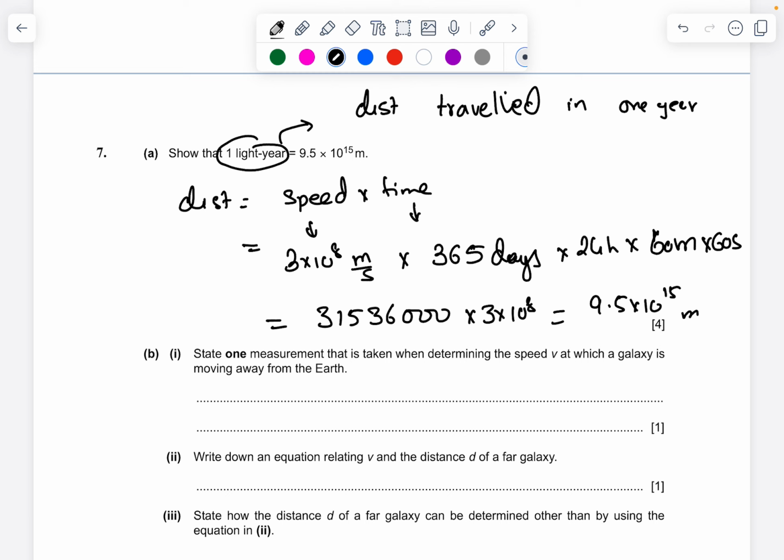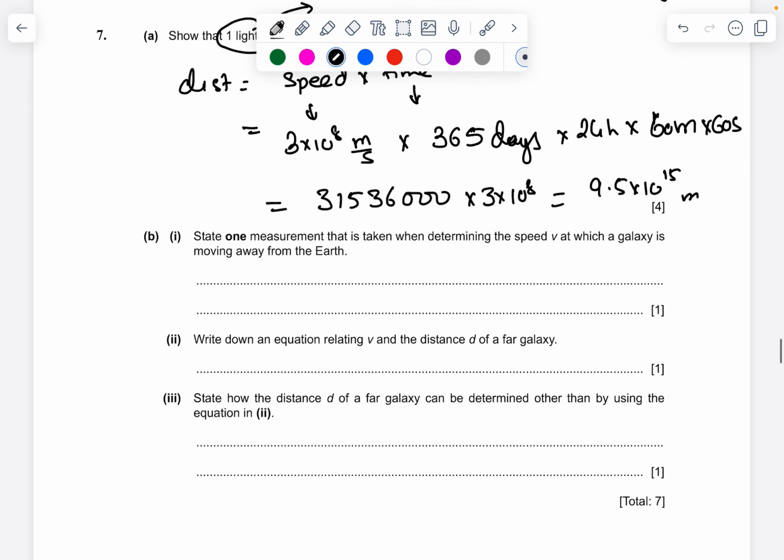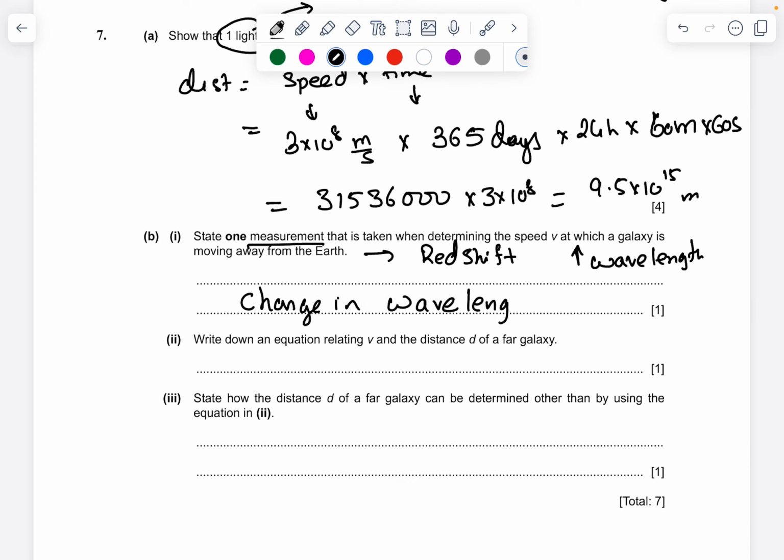State one measurement that is taken when determining the speed v at which the galaxy is moving away from the Earth. Whenever it is moving away from the Earth, we call it redshift, because the wavelength will keep on increasing. The wavelength of electromagnetic radiation emitted from the receding stars and galaxies keeps on increasing. So the one measurement we find out is the change in wavelength.